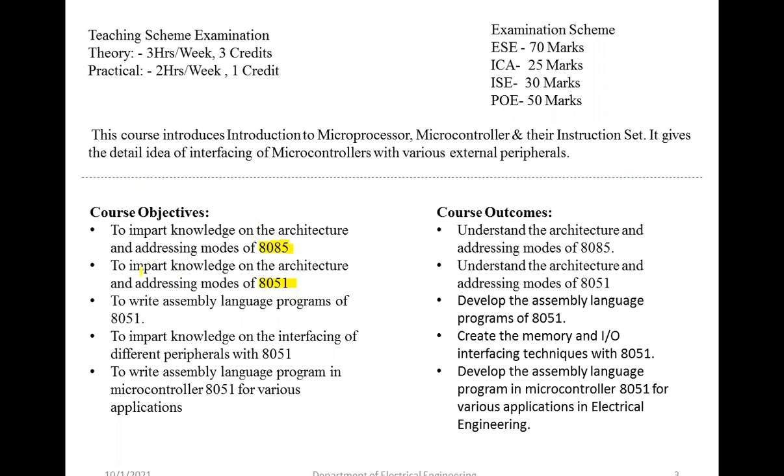Next, the objective of this course is how you have to learn the 8051, the same as working in 8085. But 8051 is not a processor. It is a controller. So what is the difference between the processor and the controller? We have to discuss this briefly in this topic.